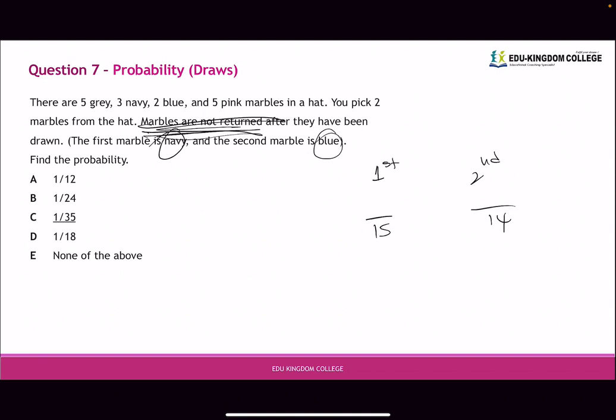put back. And so on the first go, the first marble is navy, so there's 3 navy, so it should be 3 out of 15, and the second is blue, so it's going to be 2 out of 14. If you simplify those, it's 1 over 5 times 1 over 7 should give you 1 over 35.